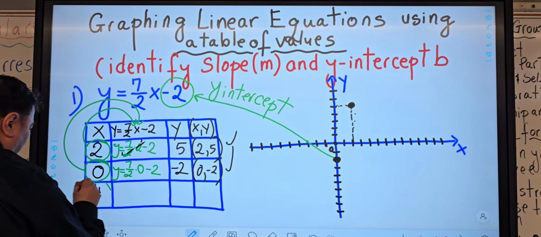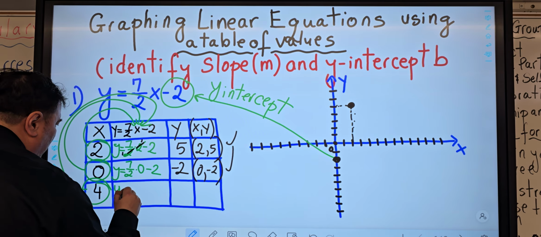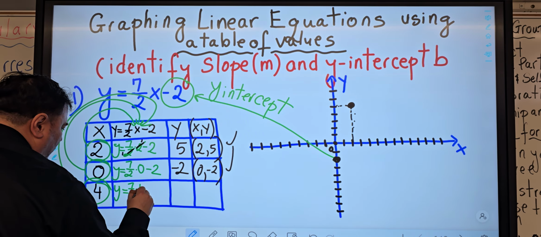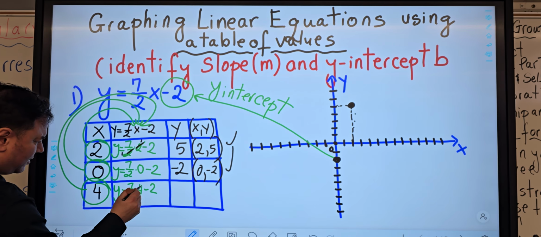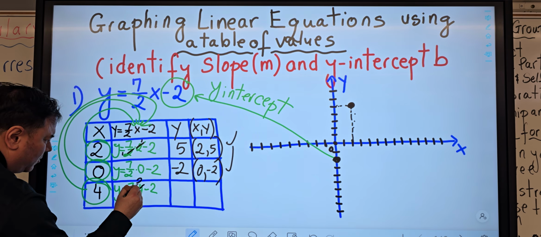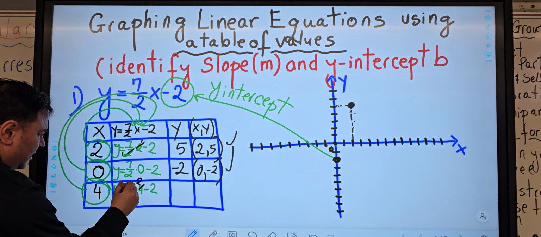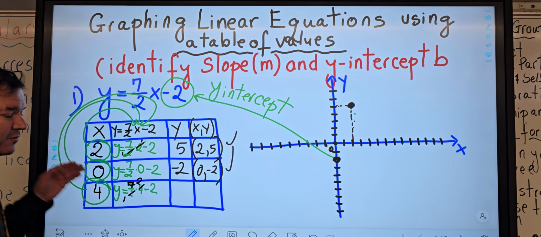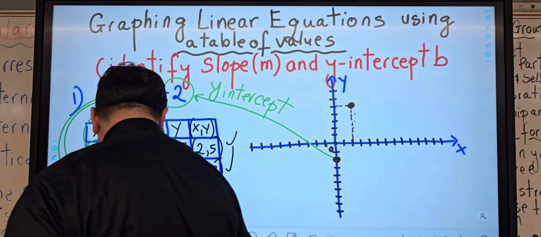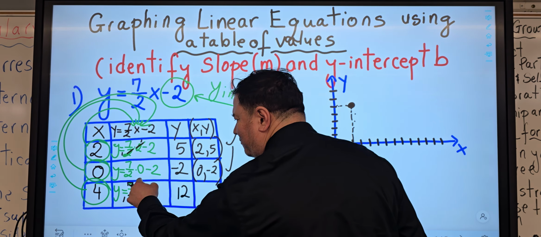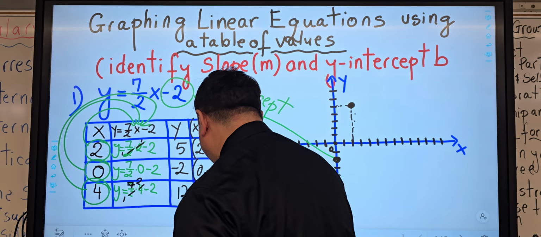When x equals 4, we are going to plug this 4 in for the x. So we have y equals 7/2 times 4, minus 2. And 4 divided by 2 is 2. Then there's a 7 at the top, 7 times 2 becomes 14. And 14 minus 2 becomes 12. Don't forget that. 7 times 2 is 14, minus 2 is 12. So the ordered pair is (4, 12).